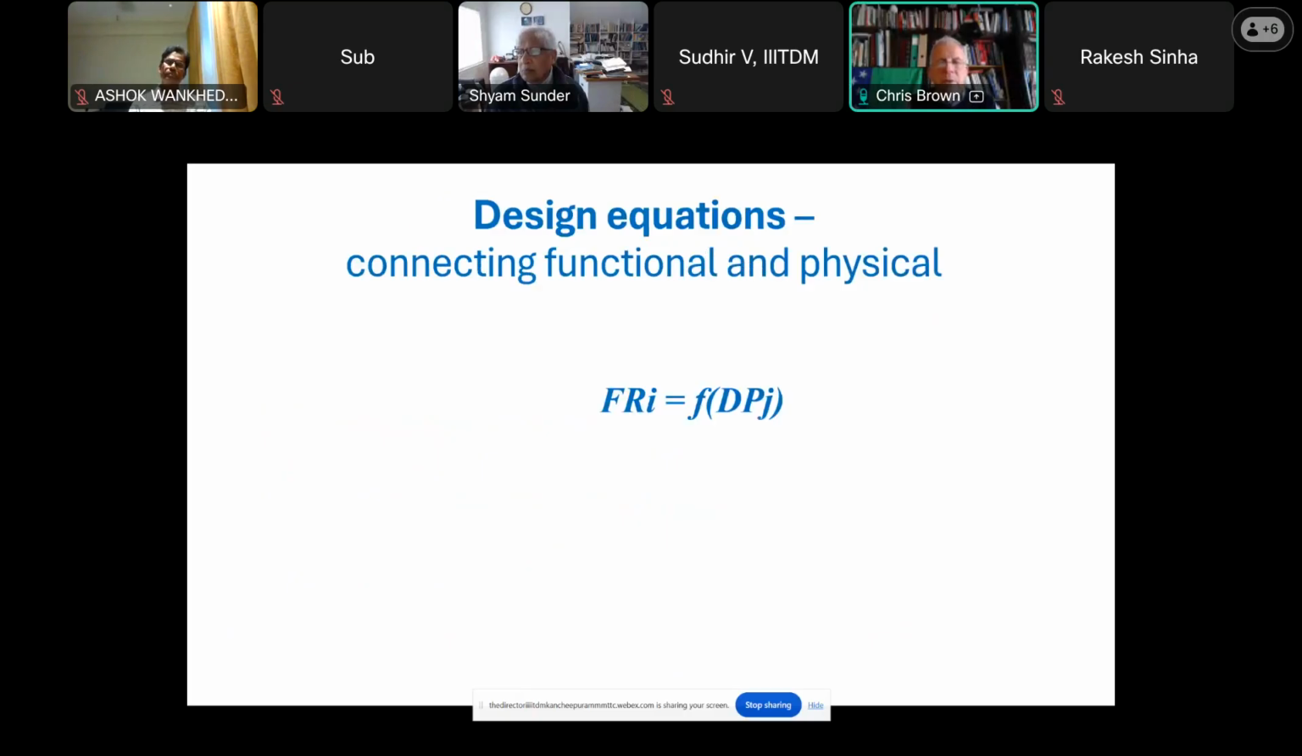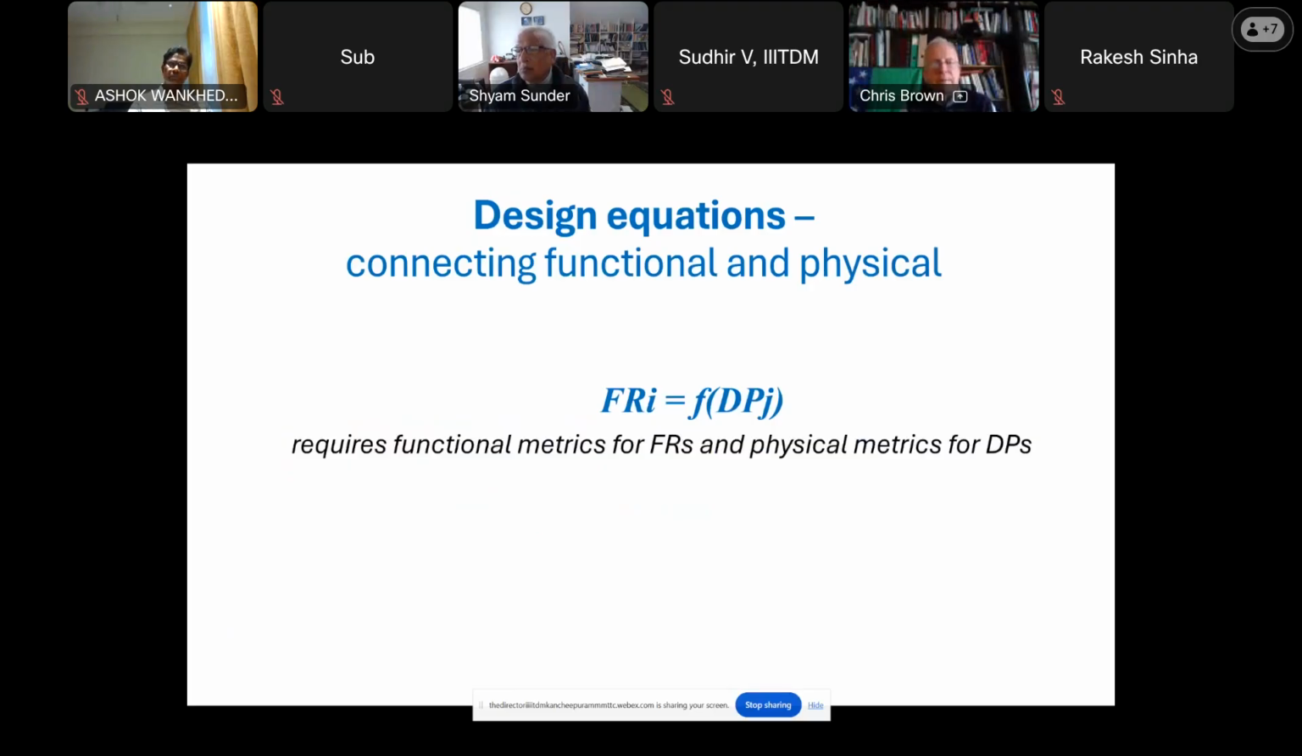So we can look at design equations. In general, the functional requirements are some function of the design parameters. In other words, I adjust some physical element in the design parameter, and I can move the functional requirement so that I get it within a functional tolerance that the customers require.